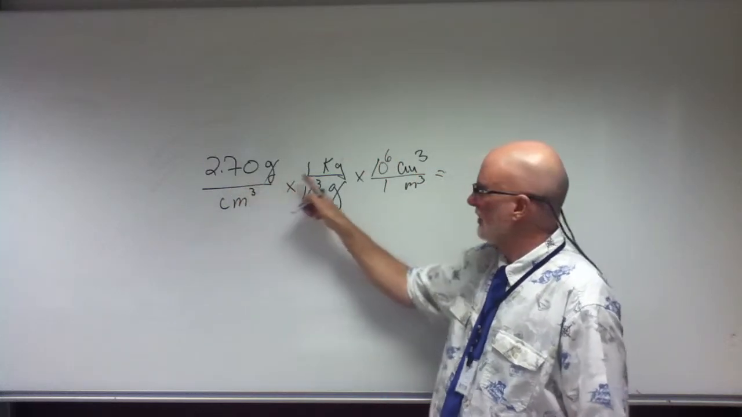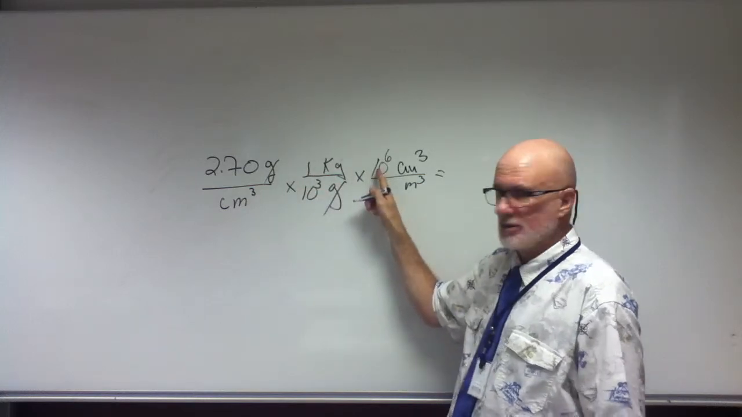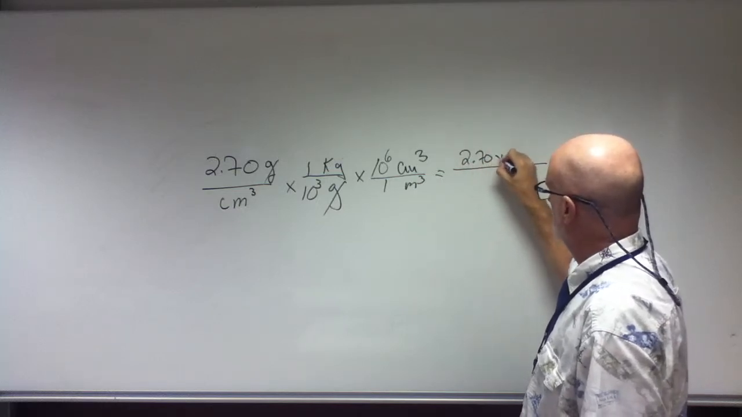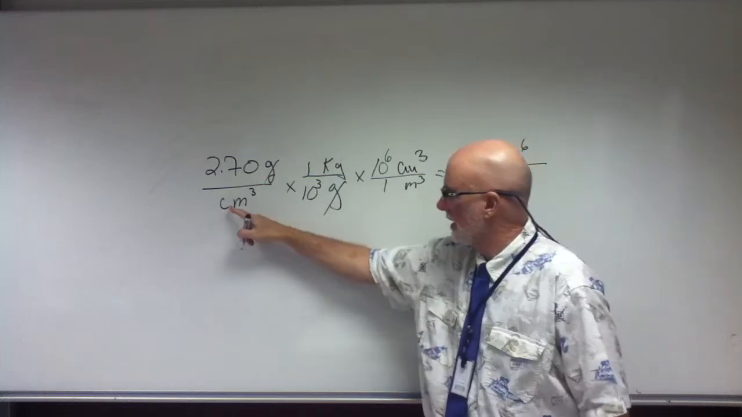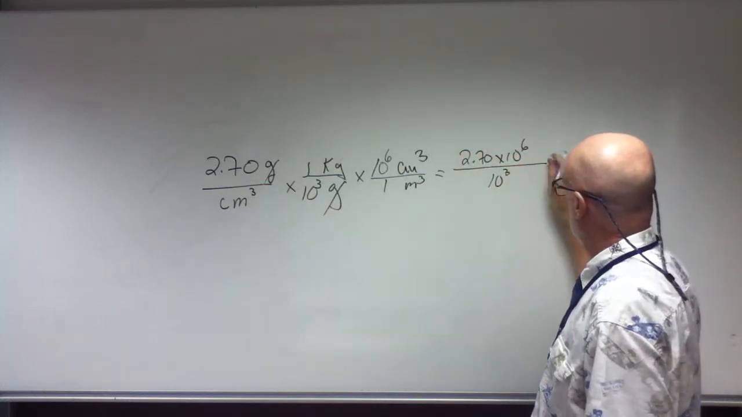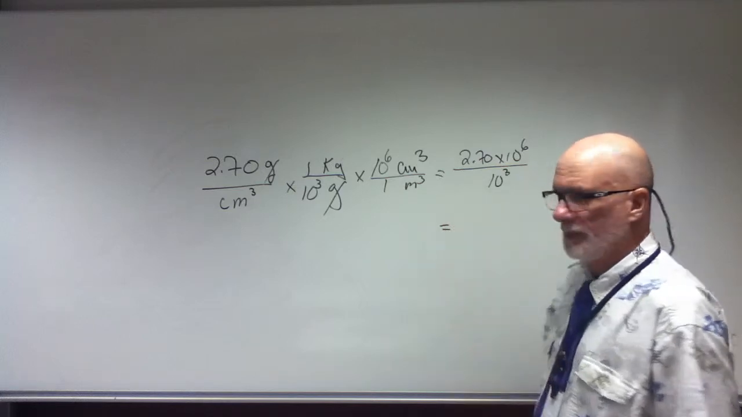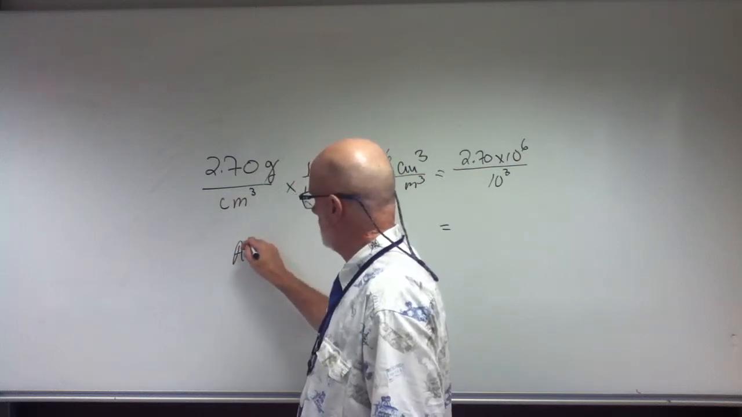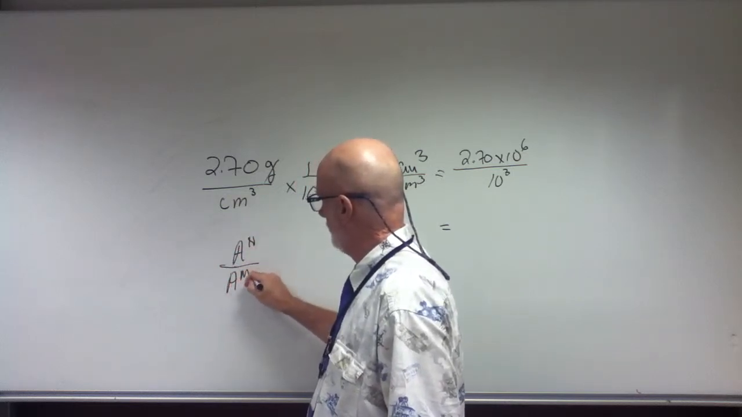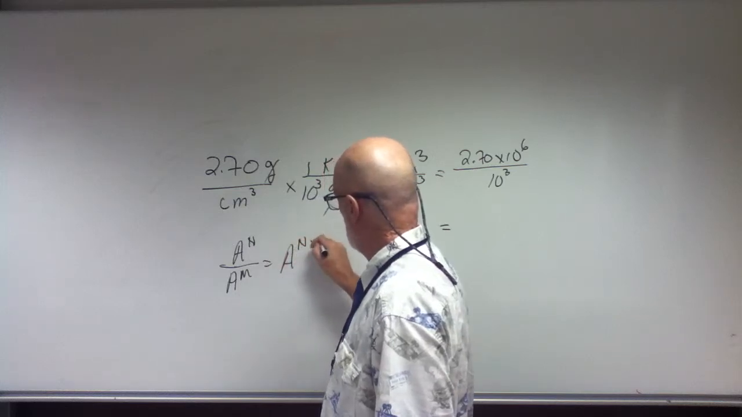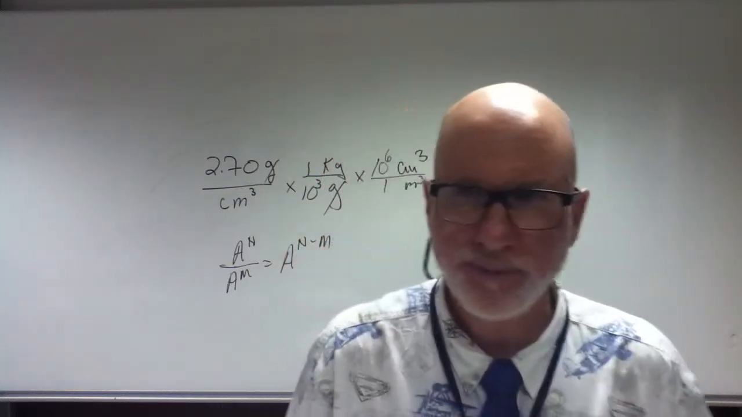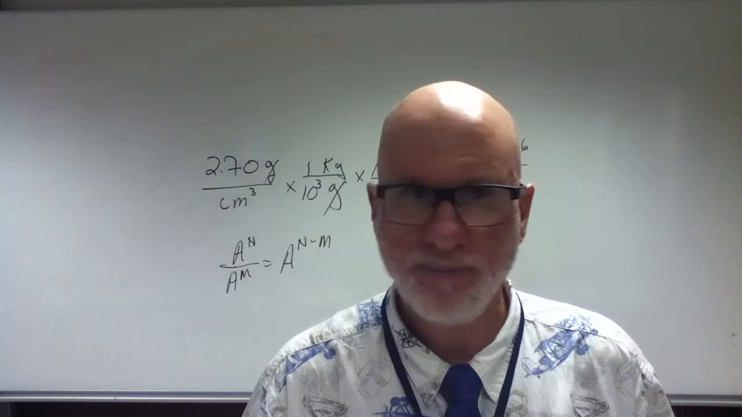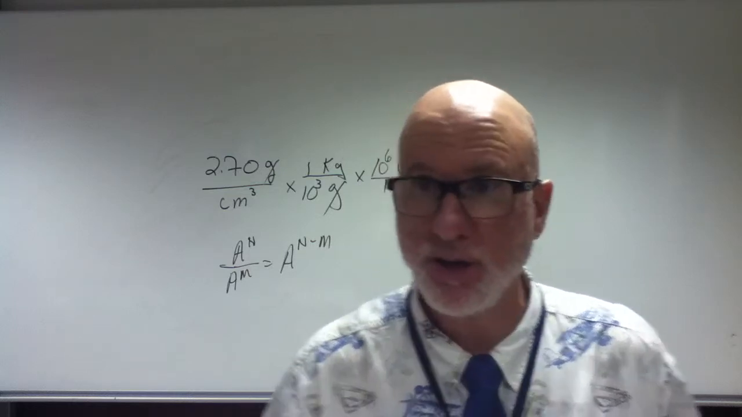So what is 2.70 times 1 times 10 to the 6th? That's going to be 2.70 times 10 to the 6th, divided by 10 to the 3rd. Okay? So what's that equal? Let's look at another rule. A to the n divided by a to the m equals a to the n minus m. Are you all right with that? So what is 10 to the 6th divided by 10 to the 3rd? 10 to the 3rd, okay?